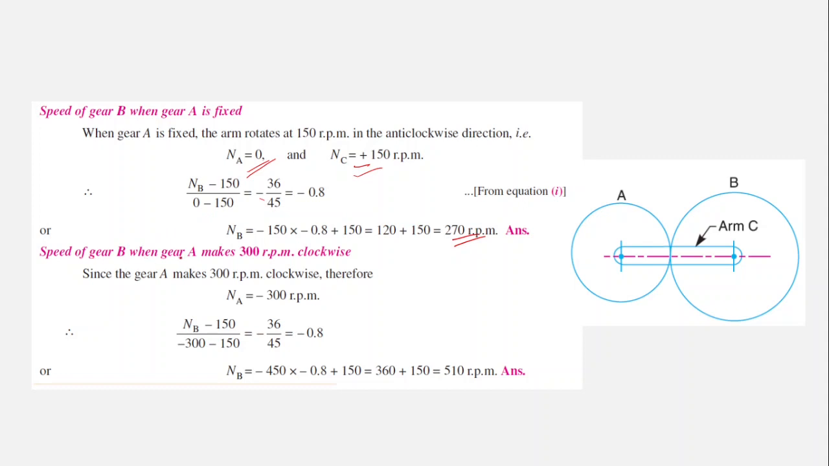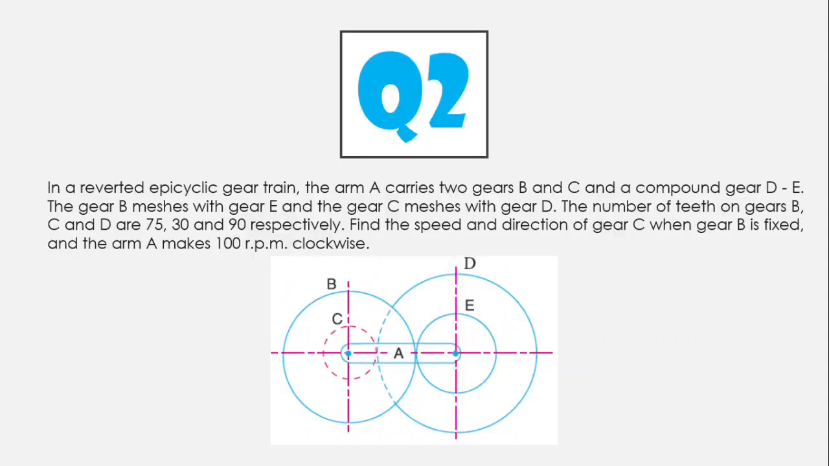Similarly, the speed of gear B when A makes 300 rpm clockwise, here NA is equal to minus 300, that means 300 rpm clockwise. Then we can substitute the value of A in this equation. NB minus 150 divided by minus 300 minus 150 is equal to minus 36 by 45, that's equal to minus 0.8. Then we can calculate the value of NB. NB is equal to 510 rpm, the same answer as in the case of the tabular method. Okay, that is the first question.